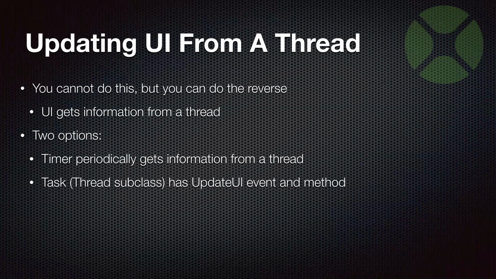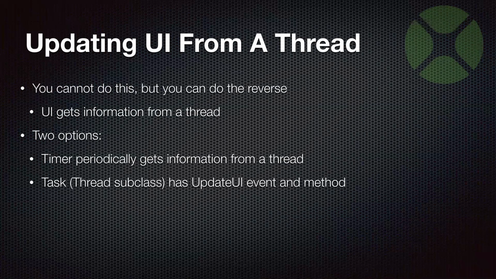Also included with Xojo in an example project is something called the task option. This is a subclass of thread, and it has an update UI event and corresponding method. This class is implemented so that you can put code in the update UI event, and that code will be able to talk to the user interface. Essentially, it has stuff behind the scenes that allows that update UI code to run in the UI thread. But this is all in one, so you don't need a separate timer.